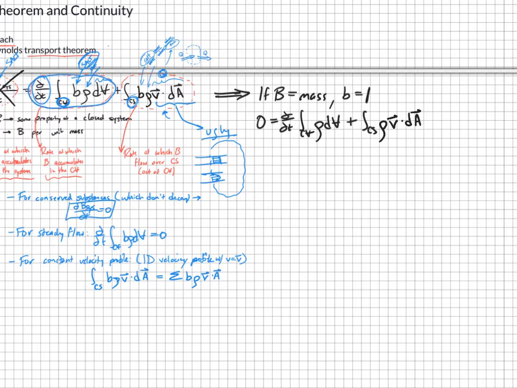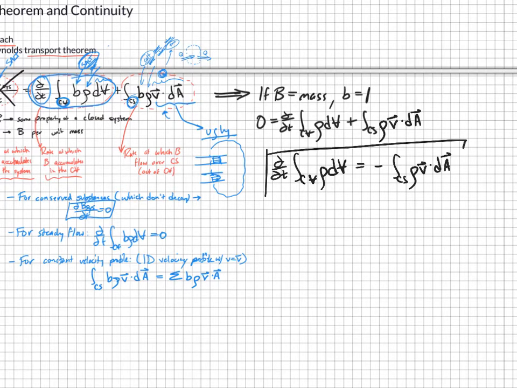All right. If we rearrange this, we get d by dt, integral over the control volume of rho dV equals negative integral over the control surface of rho V dot dA. All right, so that's the continuity equation.